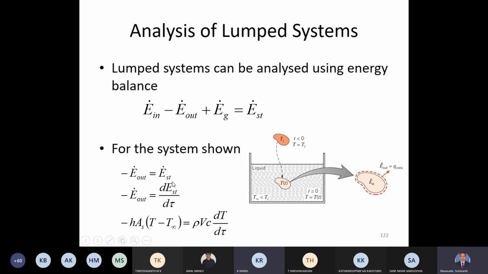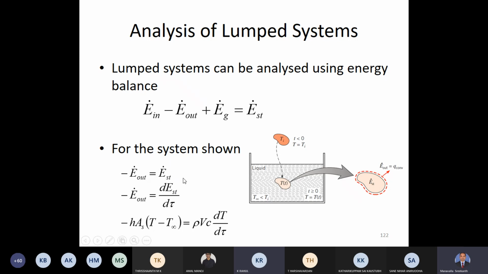So minus of energy out, this minus sign is carried as this: minus energy out is equal to the energy stored. This energy stored is represented as, see this dot, the dot is the rate of energy stored. That is represented with the differential d tau. Tau stands for time. So change in energy stored with respect to time will represent the rate of energy storage.